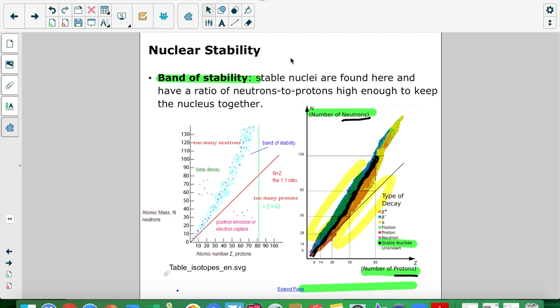So all the colors that you see here, the rest of the colors, the orange, the blue, the yellow, etc., all of them represent ratios of protons to neutrons in an atom that are unstable. That's why it says stable nuclei are found here and have a ratio of neutrons to protons high enough to keep the nucleus together. And that ratio, again, needs to fall in this black line that I just marked.